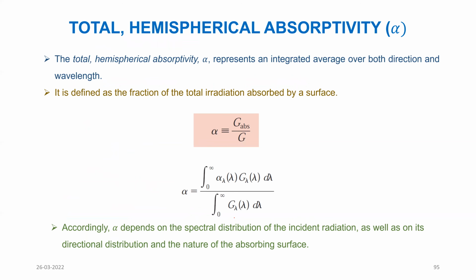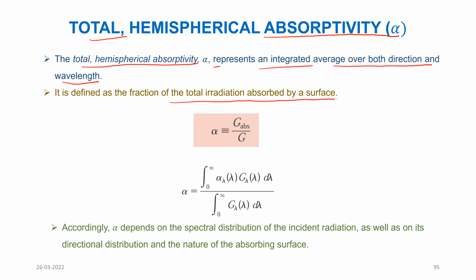Now we can also calculate the value of total hemispherical absorptivity alpha. Total hemispherical absorptivity alpha represents an integrated average over both direction and wavelength. It is defined as the fraction of the total irradiation absorbed by a surface. So this is the absorbed part of the energy which is falling on the surface. The ratio of these two will be known as alpha. So this is the average value.